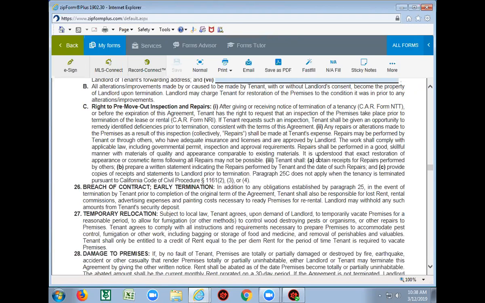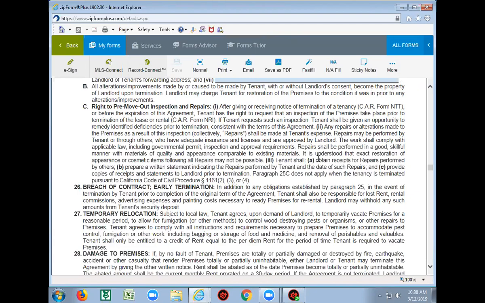C, right to pre-move out checklist. We'll continue on that. If the tenant requests such an inspection, the tenant should be given an opportunity to remedy identified deficiencies prior to termination, consistent with the terms of this agreement. Two, any repair or alteration made to the premises as a result of this inspection, correction or repair shall be made at the tenant's expense. If you do the alteration, and then want to restore, sometimes it's hard to restore the original, but it's still going to be the tenant's expense.